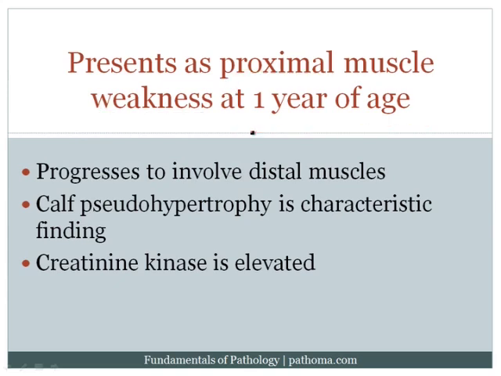Patients with Duchenne's X-linked muscular dystrophy present with proximal muscle weakness classically at 1 year of age. So the disease begins proximally, for example, in the thigh and the hip, and then eventually progresses to involve the distal muscle. Now the hallmark of this sequence is calf pseudohypertrophy. Let me just explain this.